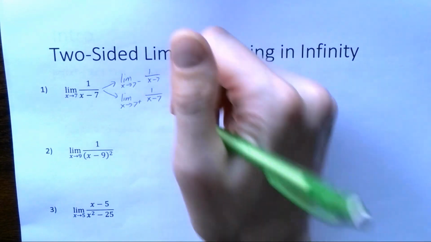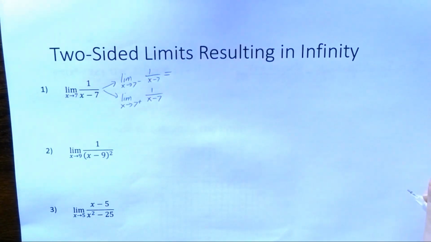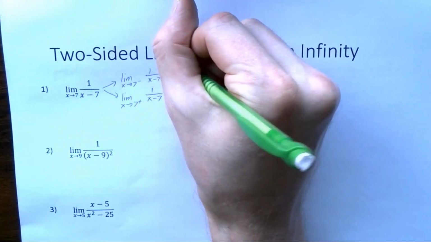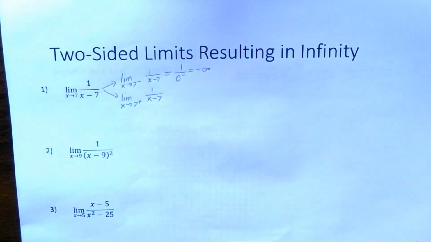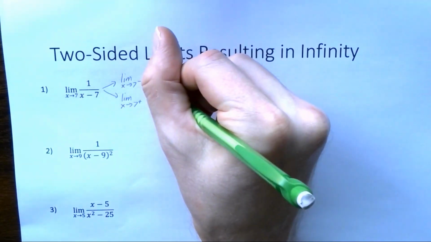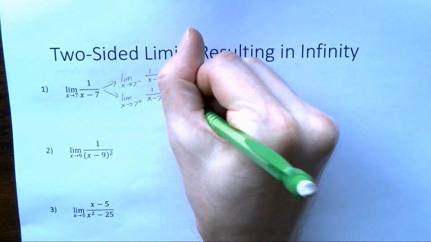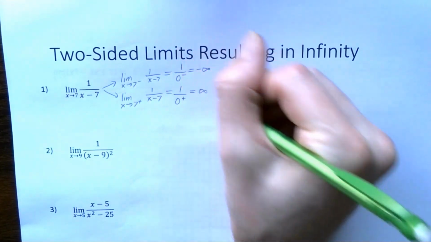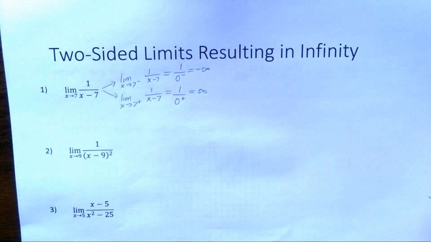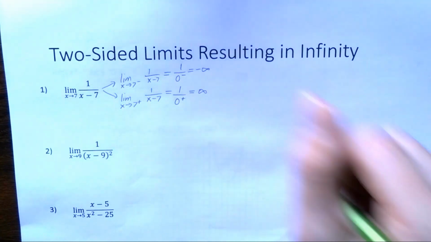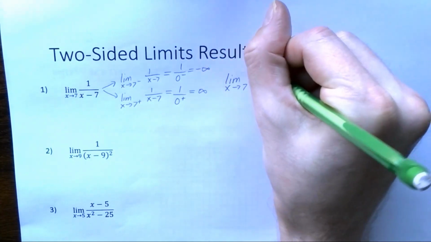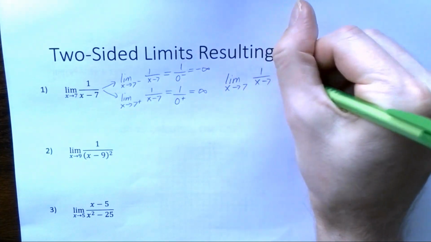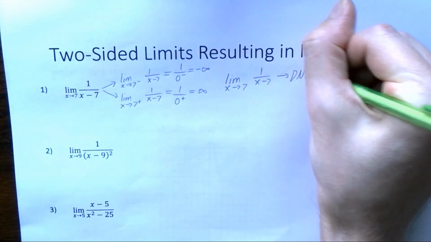So, from what we did earlier, plugging in 7 from the left into 1 over x minus 7, that would be 1 over 0 with a minus sign, which is negative infinity. On the right, plugging in, that would be 1 over 0 with a plus, which is infinity. These are not equal. So whenever the right-hand limit does not equal the left-hand limit, we have to say the limit does not exist. So the limit as x approaches 7 of 1 over x minus 7 does not exist.